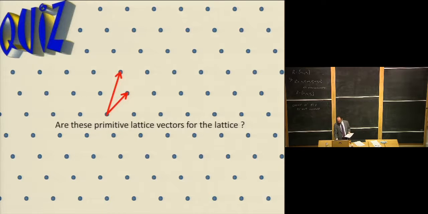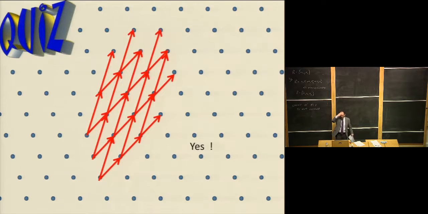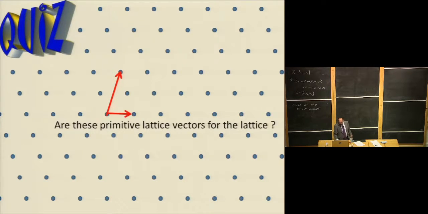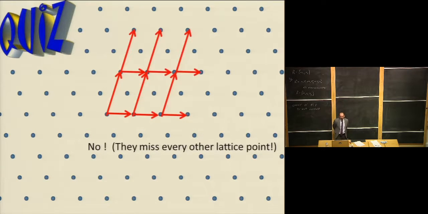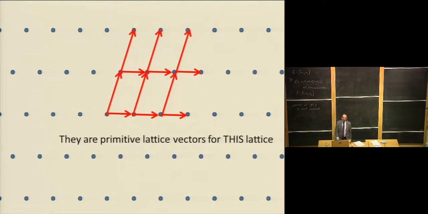OK, yes, these are primitive lattice vectors. It's lattice vectors because you can get to any point in the lattice by some sort of integer sum of those primitive lattice vectors. OK, how about these? Are these primitive lattice vectors? No, they are not, because if you add them together in all integer combinations, they miss every other lattice point. They would be primitive lattice vectors for this lattice if I took away half the lattice points. Okay? All right. Everyone always misses that one.